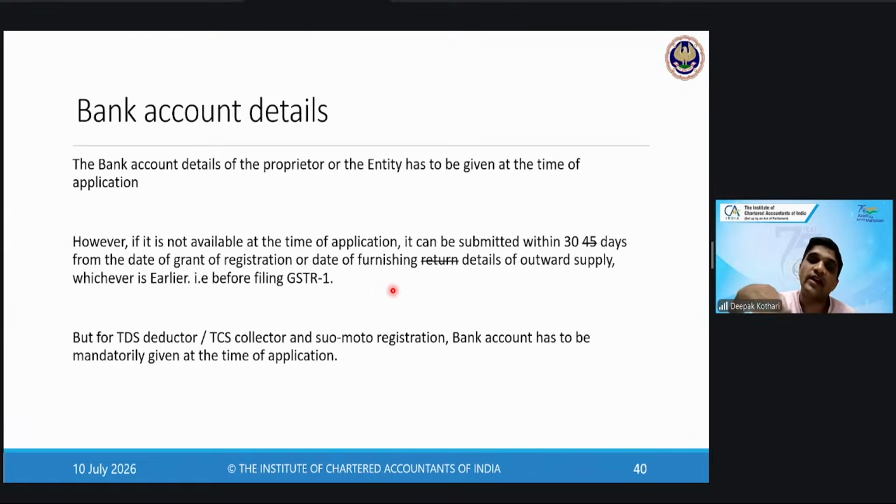Then you will apply and give it. Then your registration will get revoked. Then your registration will get revived. Okay.